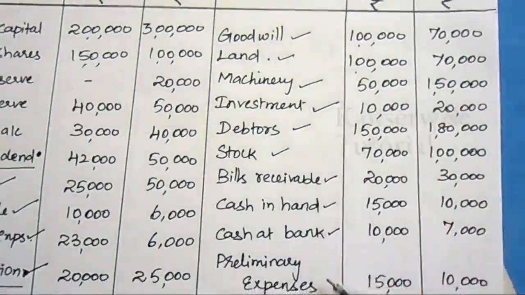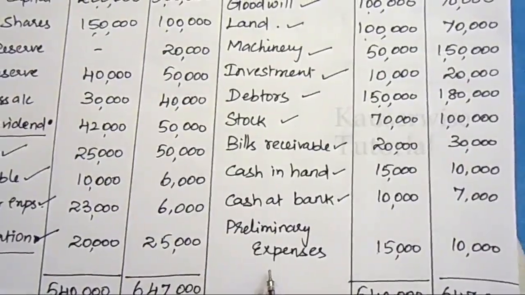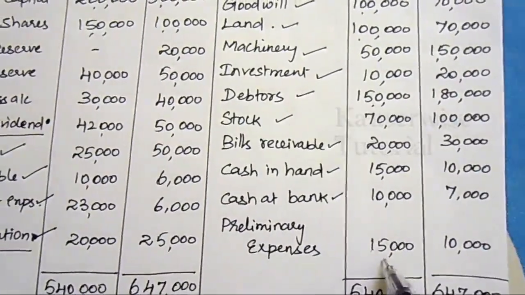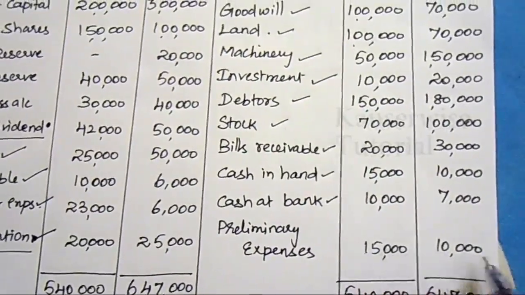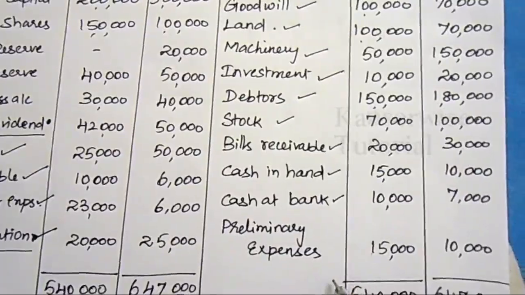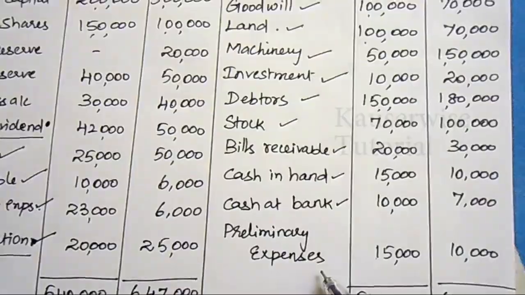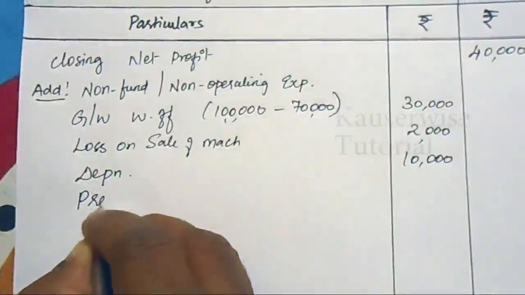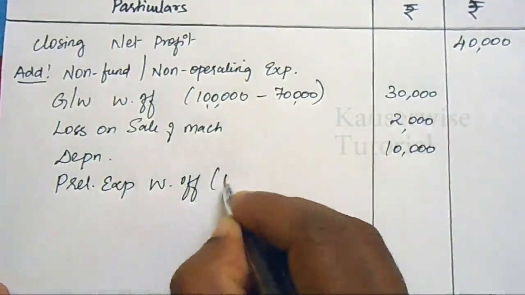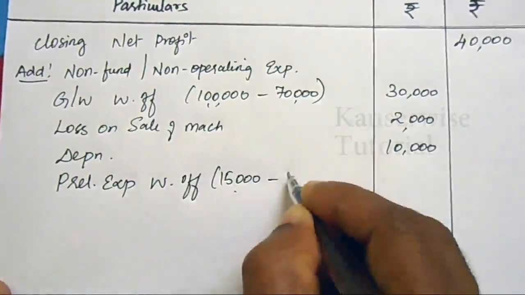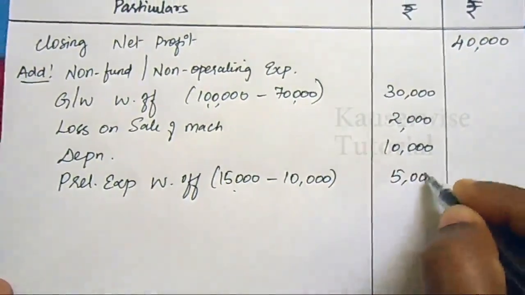And look at the last one. Preliminary expense. Preliminary expense is also a non-current asset. Last year 15,000, this year 10,000, decreased from 15 to 10,000, which means preliminary expense written off. So this is a non-operating transaction. This will be recorded in the fund from operation. Preliminary expense written off: 15,000 minus 10,000, balance 5,000.